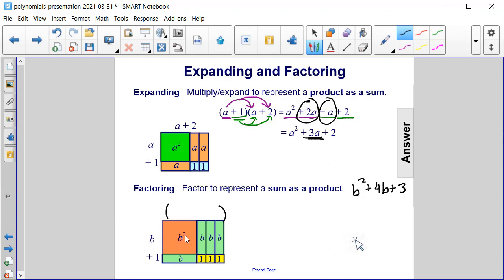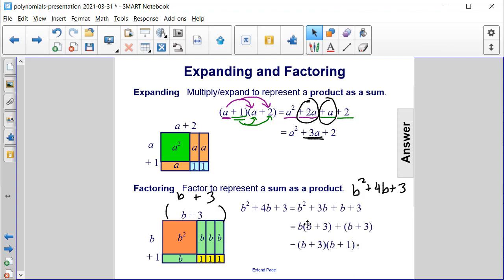So we would see what's in common here. Well, we have a b squared and a b, so if I factor a b out, we'll end up getting a b. And if we factor out a b from 3b, we would get a plus 3. So then we would have b plus 3 times b plus 1 as our final solution down here.